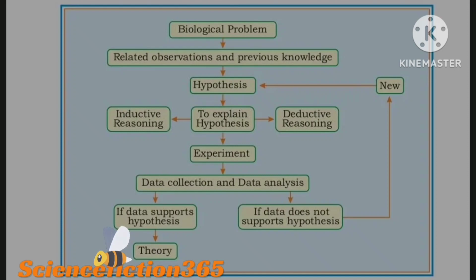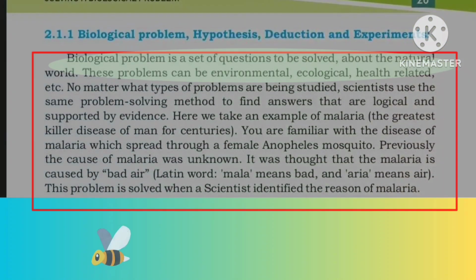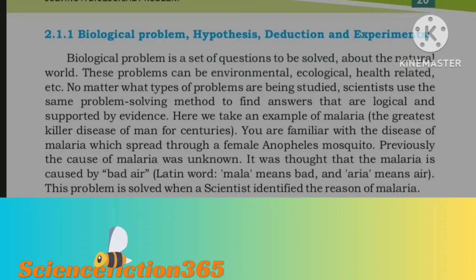The first step is the biological problem. Basically, a biological problem is a set of questions to be solved about the natural world. Now these problems can be environmental, ecological, or health related. Whatever the problem is, it is always solved by the problem solving method by a biologist or chemist or physicist. The most common example is malaria, which we are going to discuss in this problem solving method.